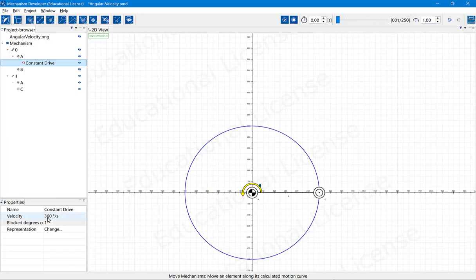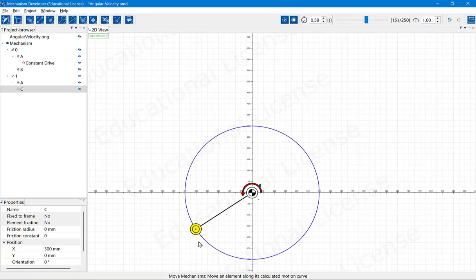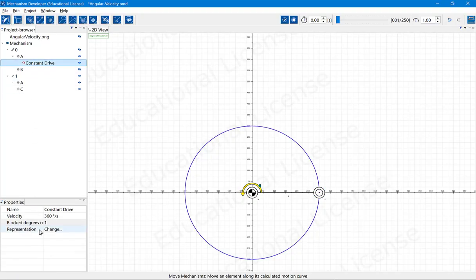This is 360 degrees per second. So in 360 degrees it rotates in 1 second. That means in RPM, revolutions per minute, if I have 1 revolution per second, then I have 60 revolutions per minute.